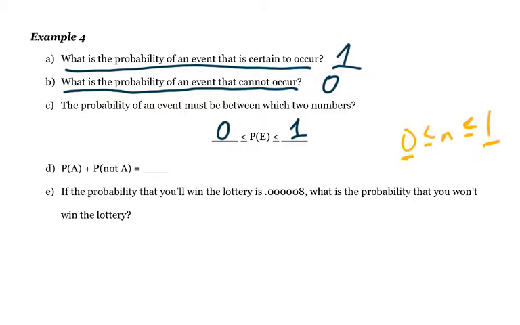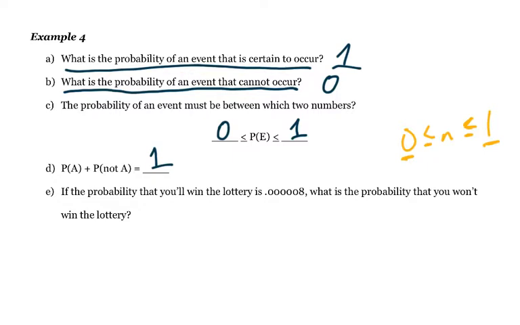The probability of A plus the probability of not A will always add up and equal to 1. Because if you think about it, the probability of something happening and the probability of something not happening has to be all possible outcomes. And so therefore that will be equal to 1.